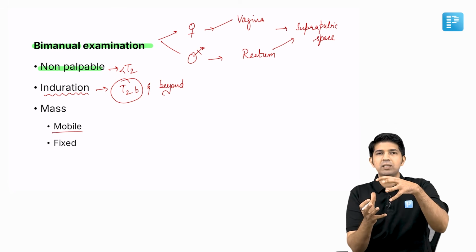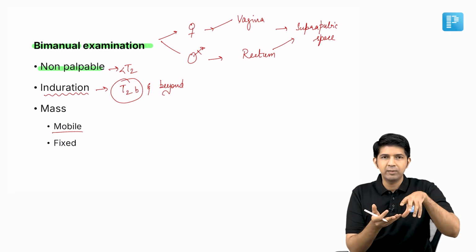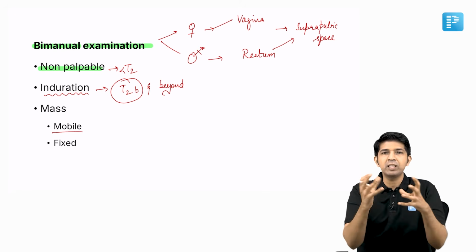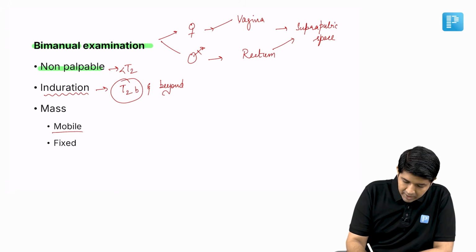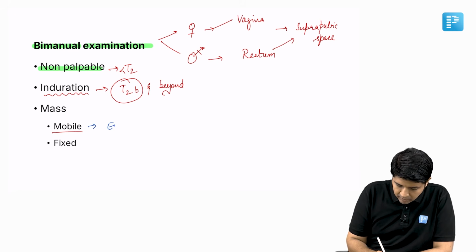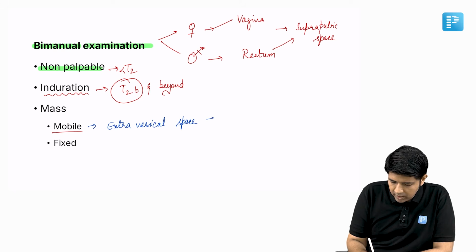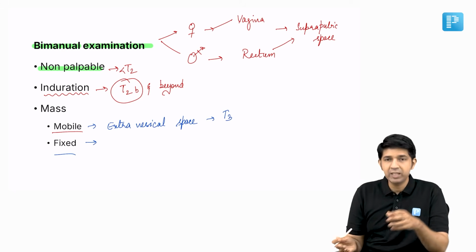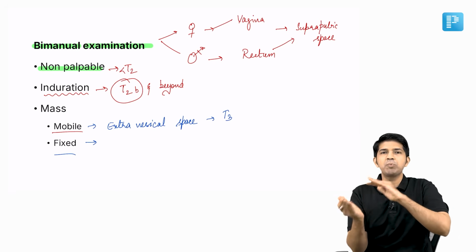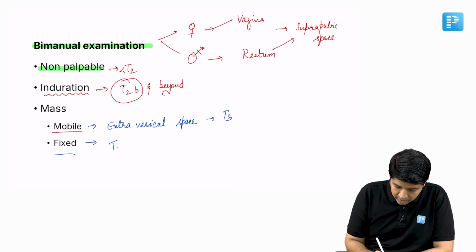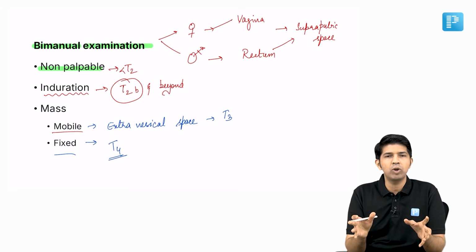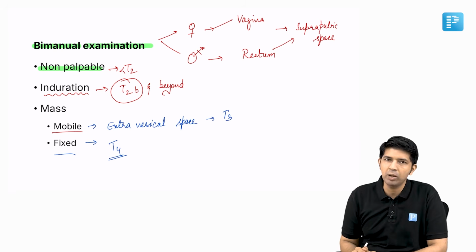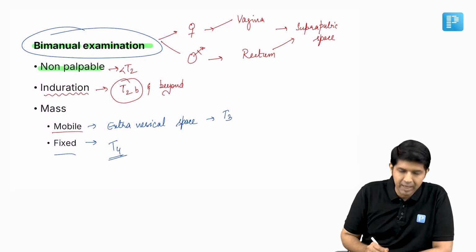But if you can feel a mass and it is mobile, then that means it has come outside the bladder, it has formed a tumor and you are palpating the tumor. That means it has reached the extravesical space. This is T3. And if the tumor is fixed, that means it is no longer mobile. Earlier at least it was mobile, now it is fixed. Then this is categorized as T4, where it goes and gets adhered to either the lateral pelvic wall or the adnexa, and it becomes a fixed tumor and it is not mobile. So that was about the bimanual examination.